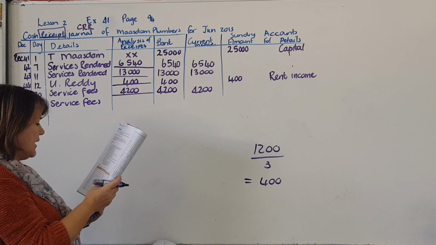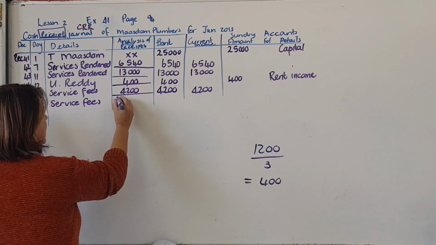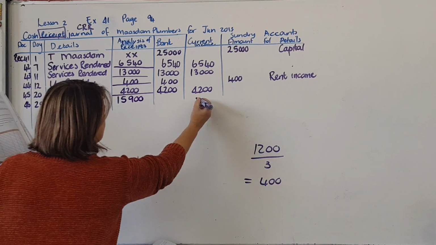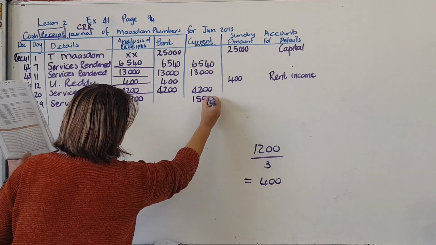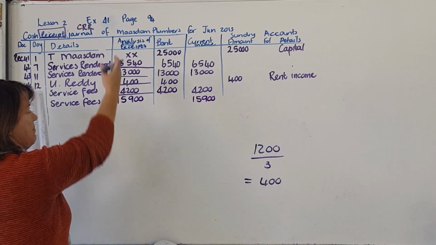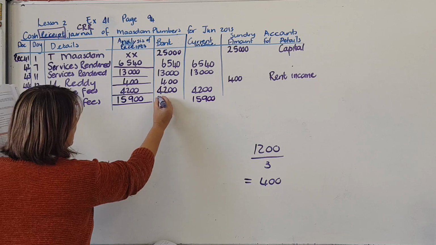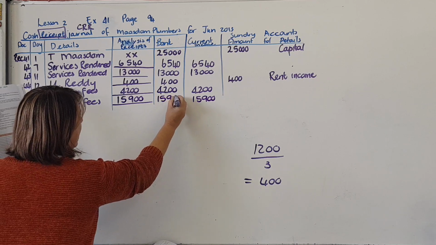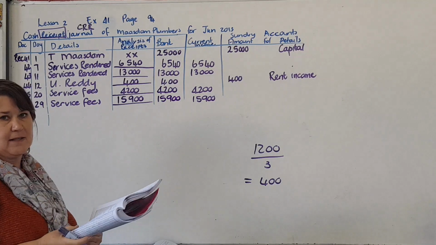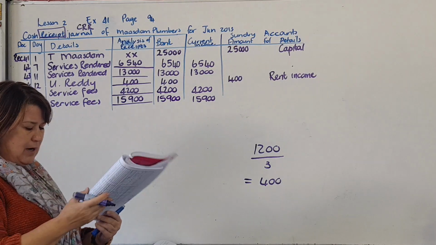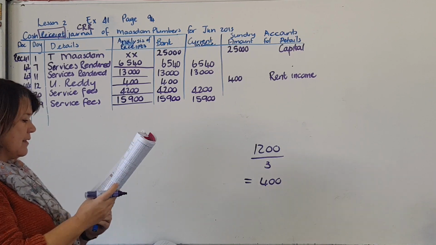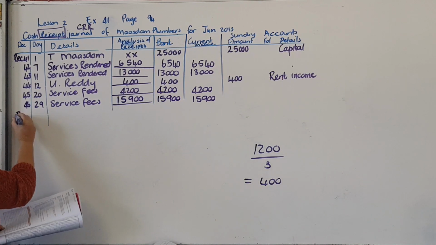How much did I receive on that day? 15,900 Rand. Okay? Service fees is a current income. Right? And did I receive any other amounts that day? The answer is no. So how much will I go and pay into the bank account the very next day? The 15,900 Rand. Right, and then my last transaction, on the 30th, I've received a bank statement.